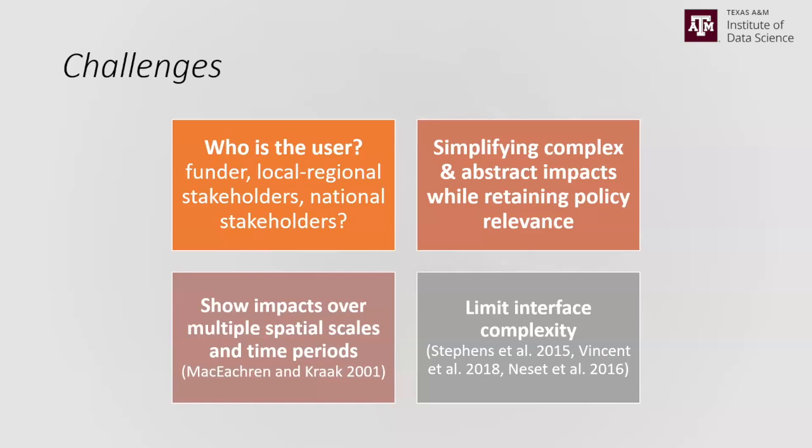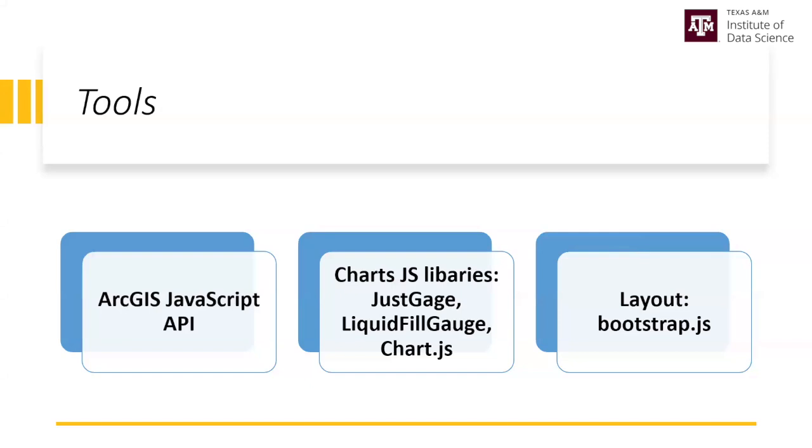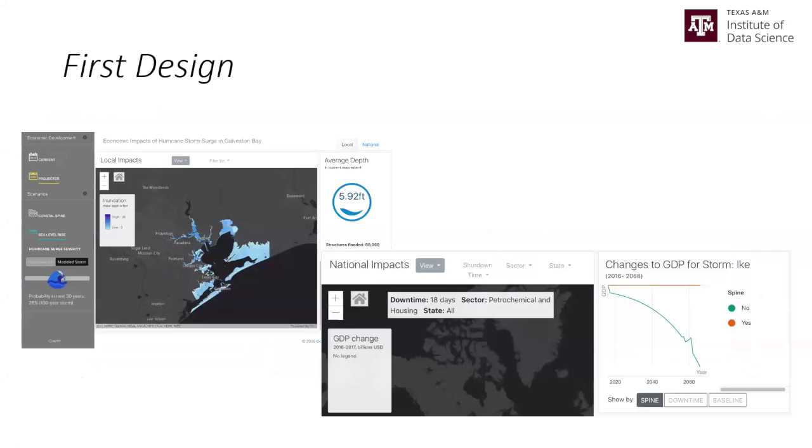Showing impacts over multiple spatial scales and time periods can be tricky to do while keeping things simple, which brings me to my last challenge, limiting that interface complexity. We developed it in the ArcGIS JavaScript API. We used a couple of their off-the-shelf tools. We did a lot of custom stuff with some other JavaScript libraries for some of our gauges and charts, and used bootstrap.js for the layout.